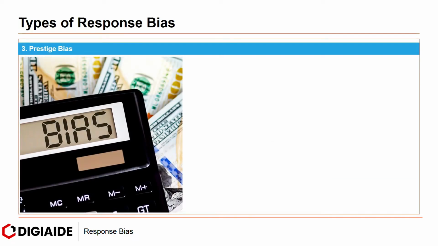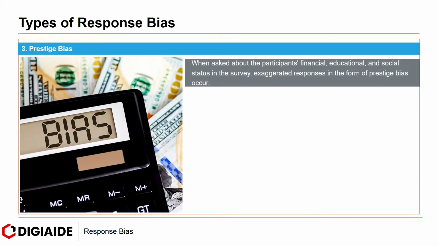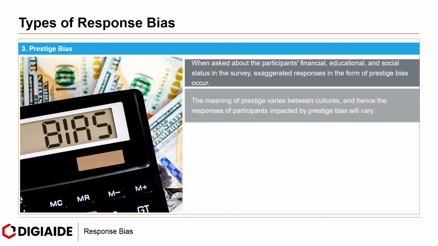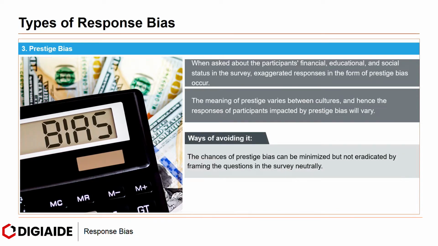Third, prestige bias. When asked about participants' financial, educational, and social status in the survey, exaggerated responses in the form of prestige bias occur. The meaning of prestige varies between cultures, and hence the response of participants impacted by prestige bias will vary. Ways of avoiding it: the chances of prestige bias can be minimized but not eradicated by framing the questions in the survey neutrally. Humans tend to want to be looked at as prestigious.